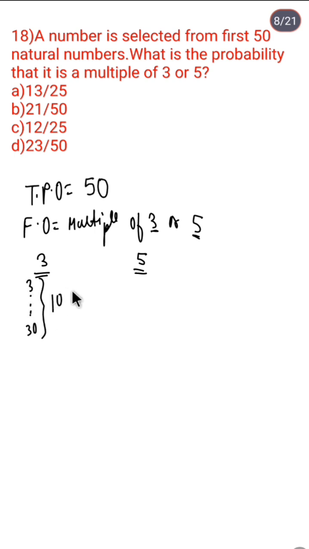10 numbers are there. Now again let's go: 3 11s are 33, 3 12s are 36, and so on, up to how much? Up to 50. So the last will be 3 into 11 and so on, 3 16s are 48. This is the last, and 3 1s are 3 is the first. After that it will be greater than 50.